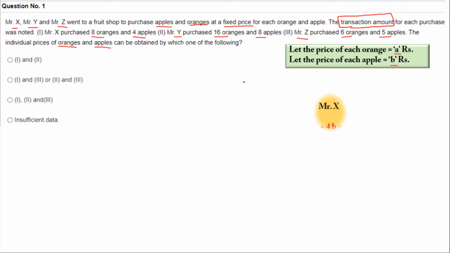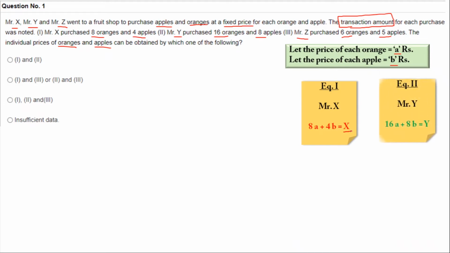Let's solve this. We get one equation for Mr. X: 8A, the price of oranges, plus 4B, the price of apples, equals the total amount of Mr. X, which is X. Mr. Y has purchased 16 oranges and 8 apples, so the equation will be 16A plus 8B equals Y. For Mr. Z, he has purchased 6 oranges and 5 apples, and we consider his transaction amount to be Z.